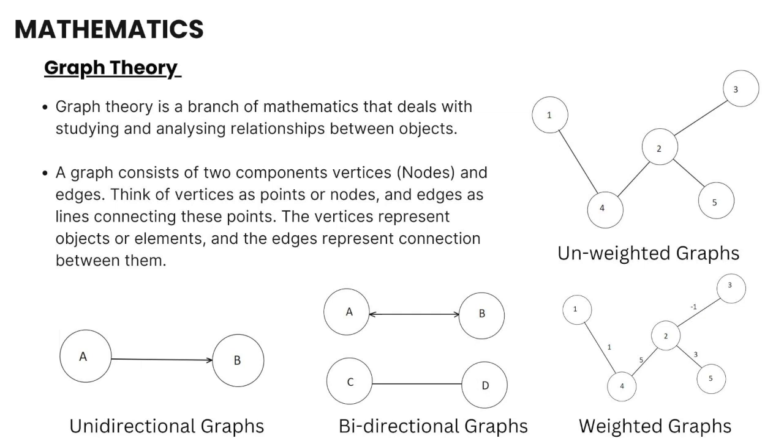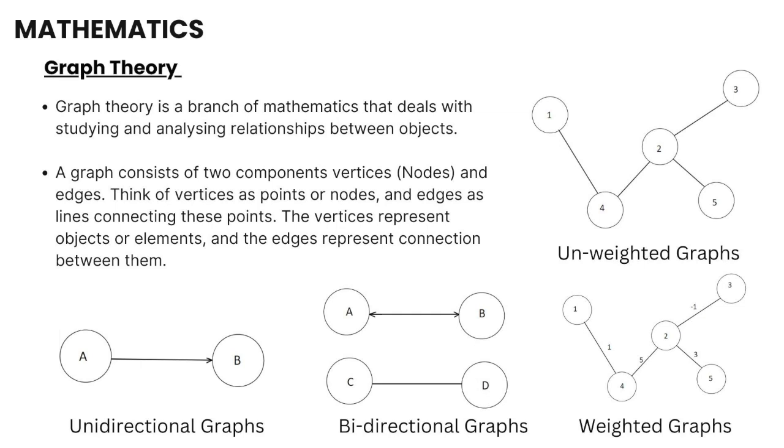The first one is unidirectional graphs. The first figure is an example of a unidirectional graph. In unidirectional graphs, if two nodes A and B are connected by an edge directed from A to B, then we can move from node A to node B, but we cannot move from node B to node A.